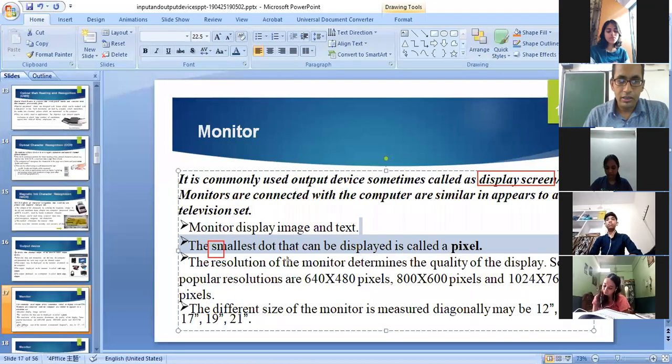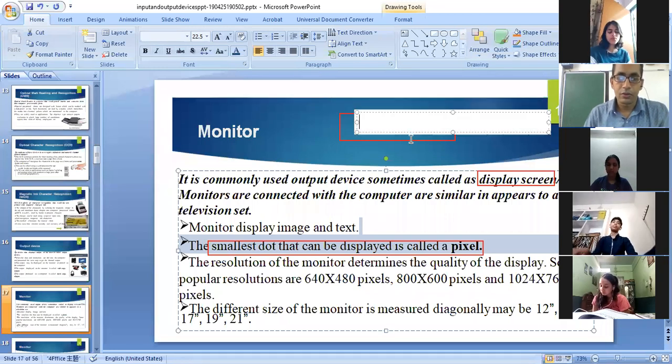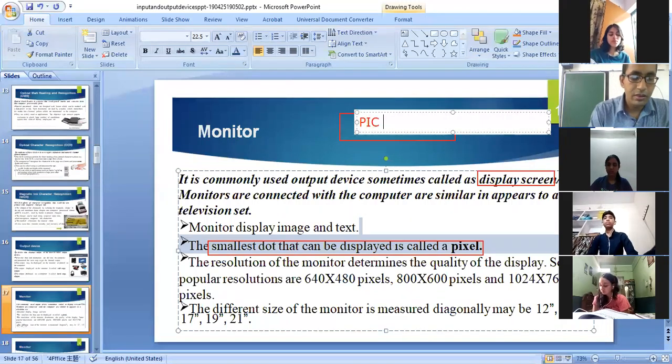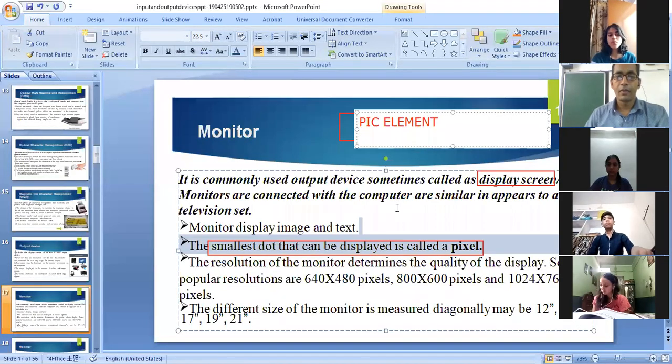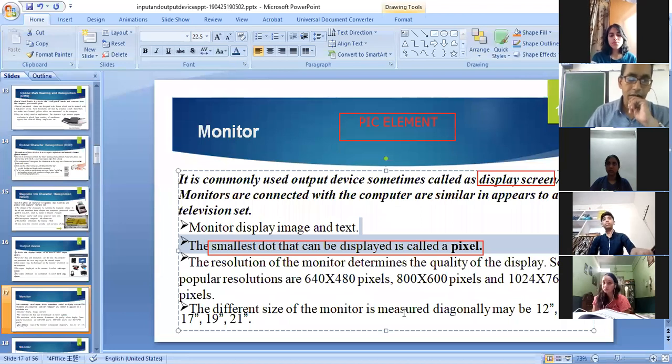The smallest dot that can be displayed is called a pixel. Pixel stands for picture element. This is the meaning of pixel.